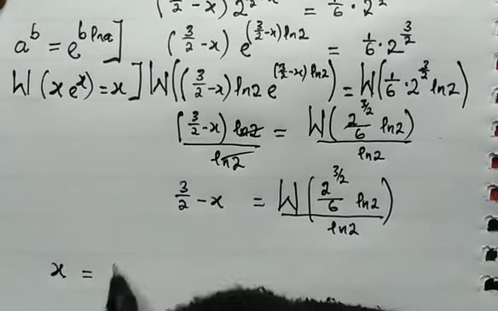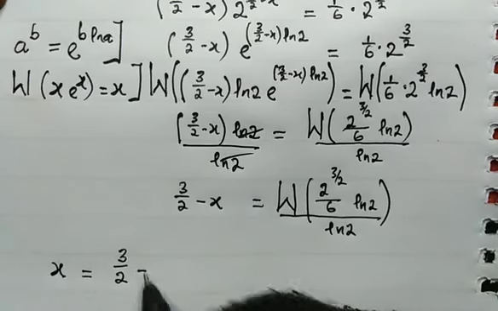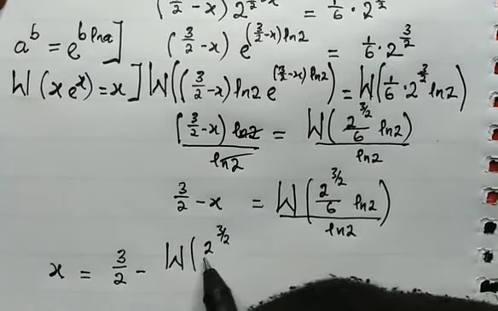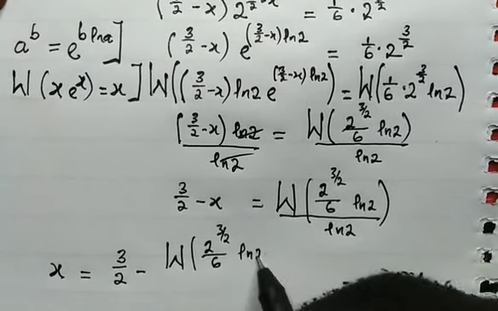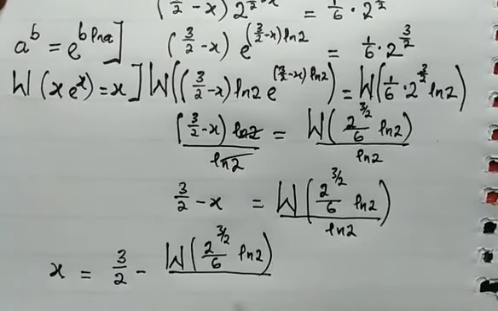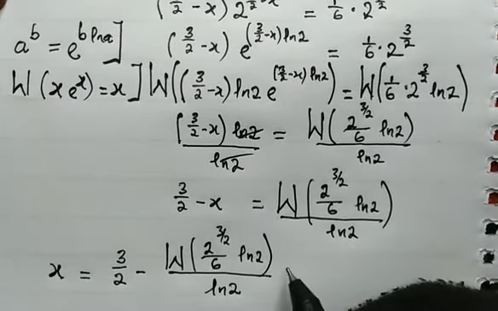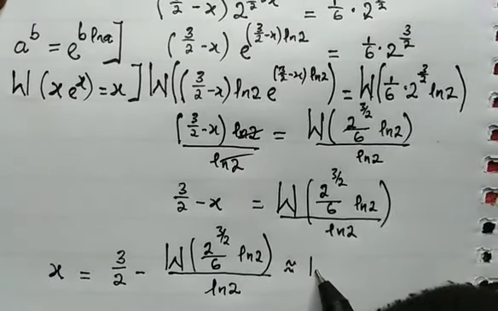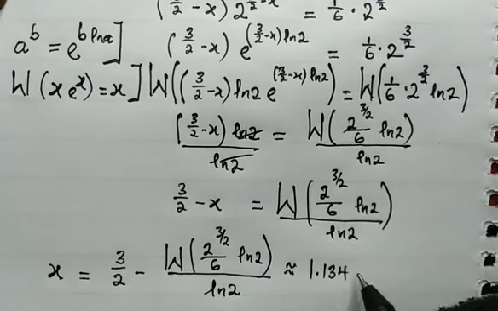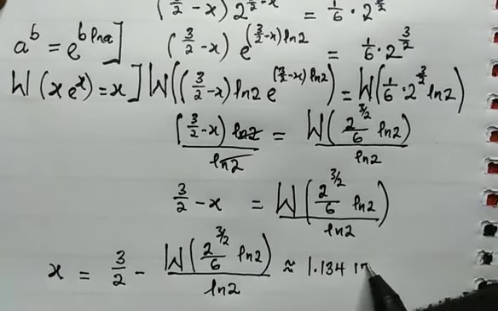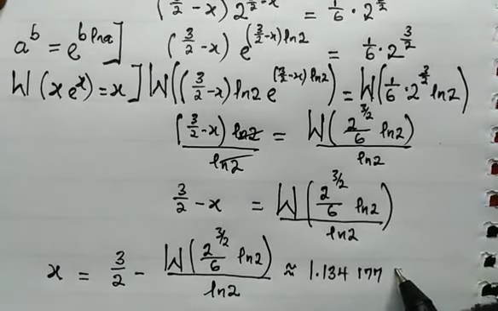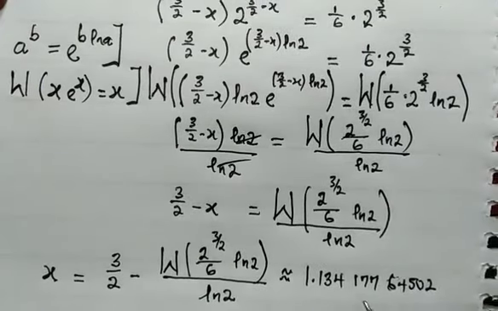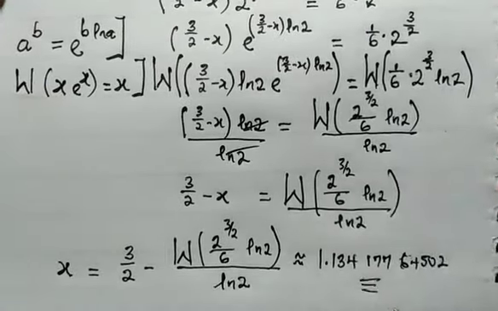X is equal to 3 over 2 minus the Lambert W function of 2 to the power of 3 over 2 over 6 times the natural log of 2, or divided by the natural log of 2. And this is approximately equal to 1.13417764502. And this is the right answer.